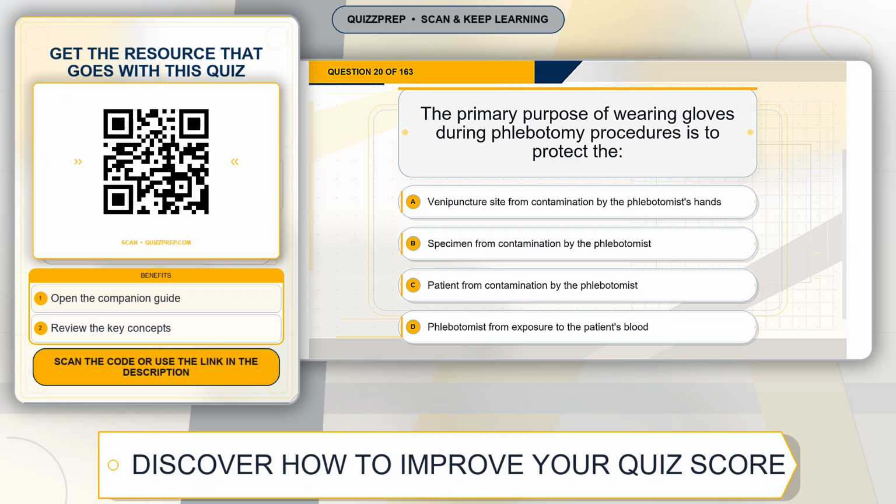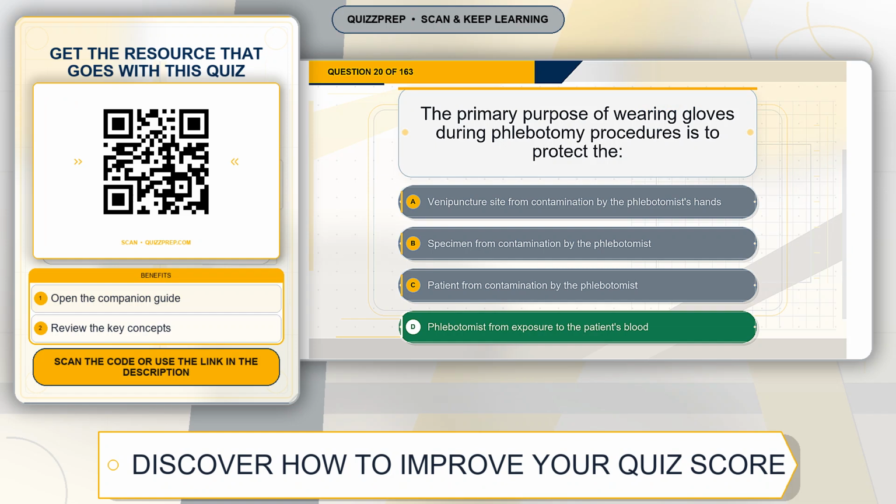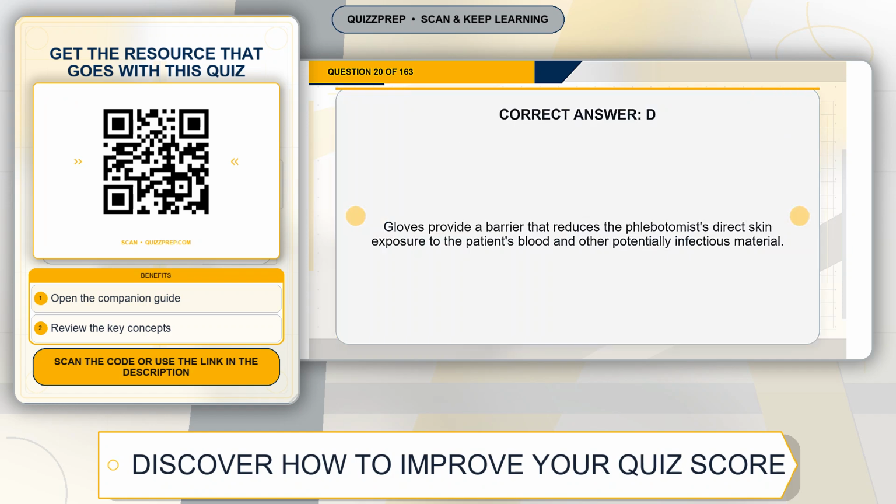Option B, specimen from contamination by the phlebotomist. Option C, patient from contamination by the phlebotomist. Option D, phlebotomist from exposure to the patient's blood. The correct answer is option D, phlebotomist from exposure to the patient's blood. Explanation. Gloves provide a barrier that reduces the phlebotomist's direct skin exposure to the patient's blood and other potentially infectious material.